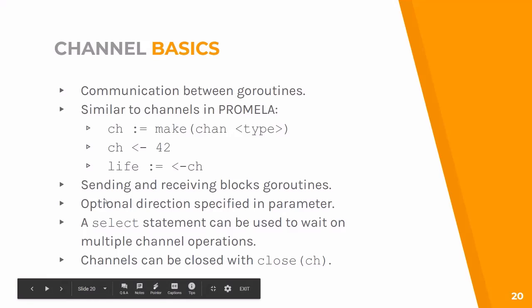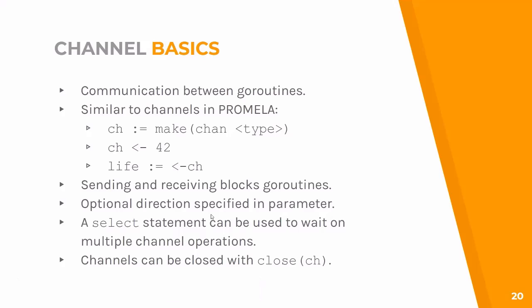When passing channels as function parameters, a direction can be specified. This indicates that the channel will only be sent to or received from in a function. This helps increase the type safety of your programs.